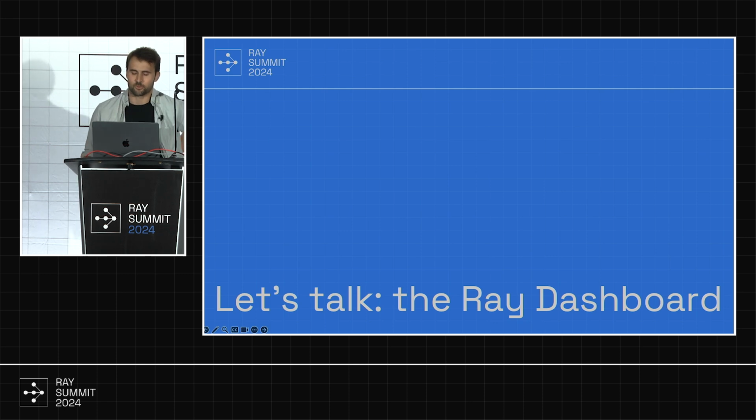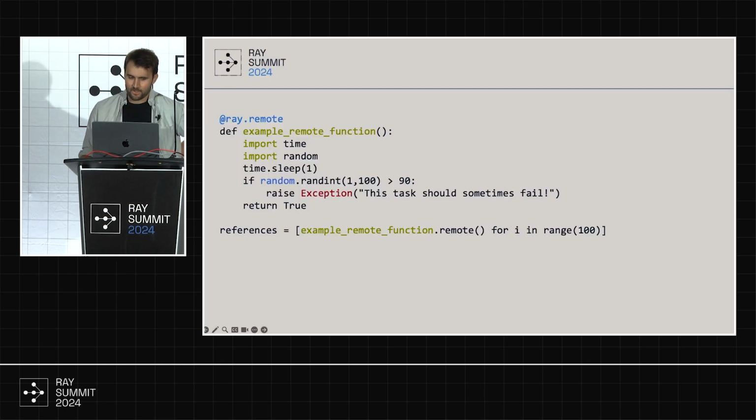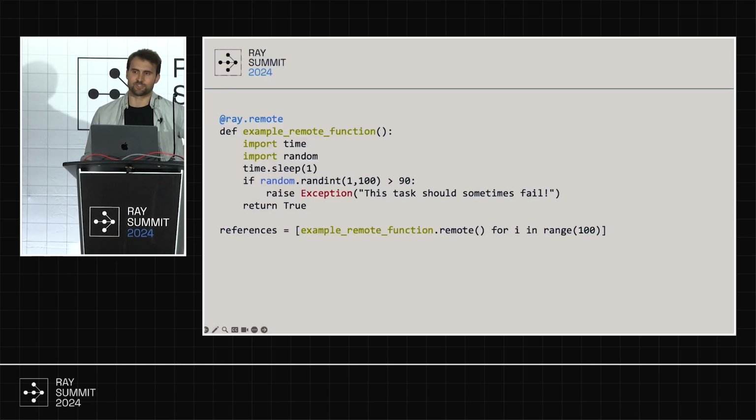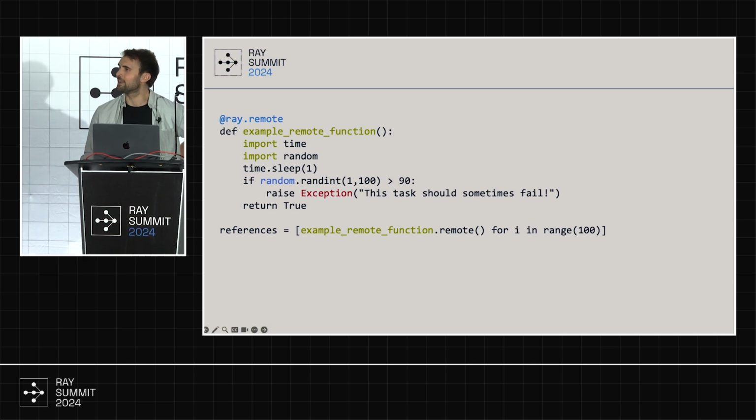So let's talk about the Ray dashboard for a second. The following is just a generic remote function, right? It's going to do a couple of imports. It's going to sleep for a second to simulate what real work might look like. It's going to roll the dice, and maybe 10% of the time we'll just raise an exception and fail this task. And what we'll do is collect a list of references that launches this task maybe 100 times or so, right?